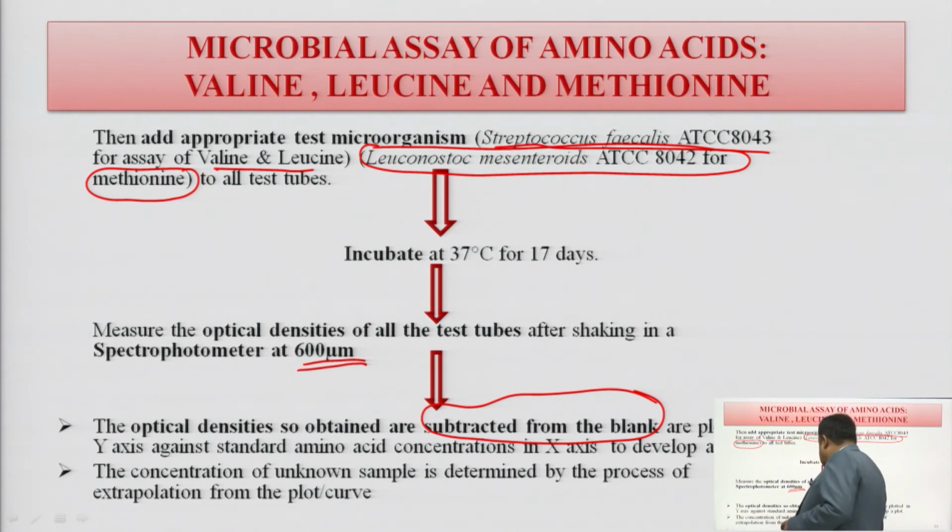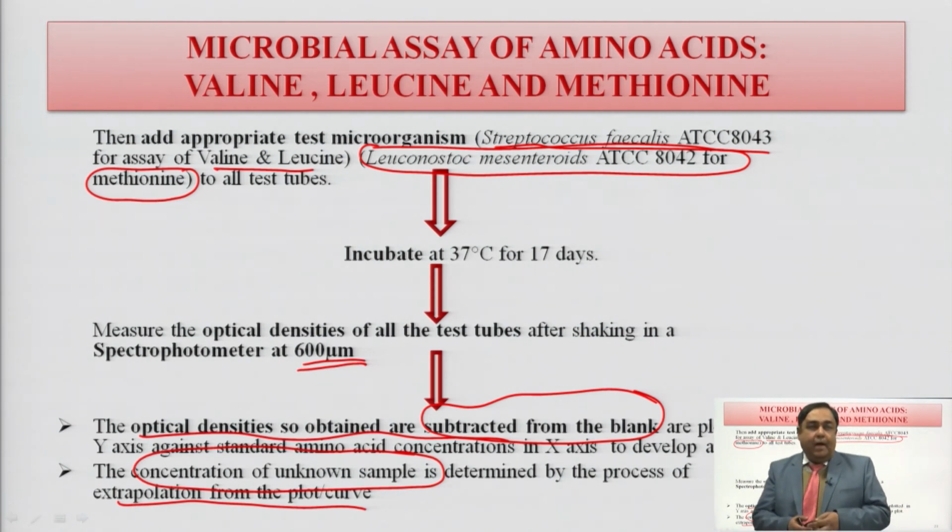The optical densities so obtained, after being subtracted from the blank, are plotted against the standard amino acid concentrations. Here the standard amino acid concentration is taken on the x axis and optical density on the y axis, and then you have to determine the optical density of the unknown sample of the amino acid. Just as taught earlier, you have to extrapolate with the help of the graph in order to get the concentration of the unknown sample of amino acids.